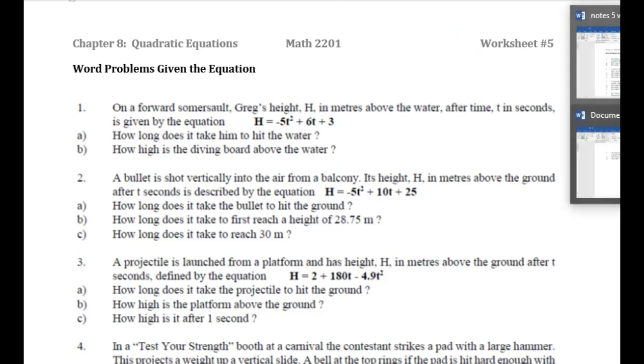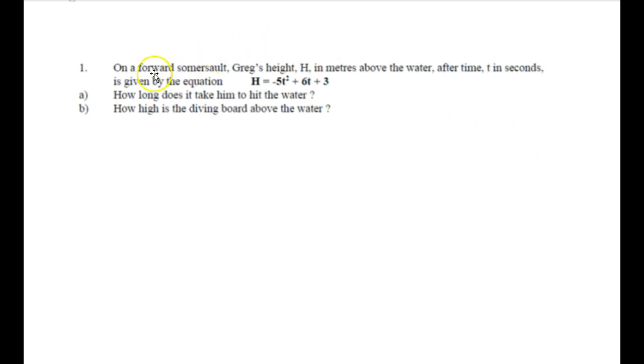Alright, so I'm going to switch over to a blank page here where I just have the first 2 questions. Alright, so let's size it up. On a forward somersault, Greg's height in meters above the water is given by this equation. You see this is a quadratic equation. The graph is negative, which means it points down.